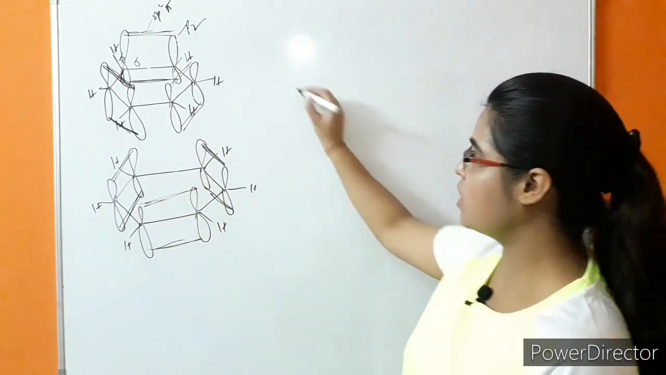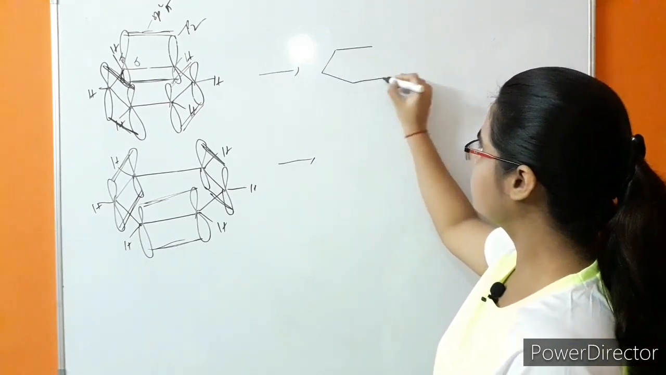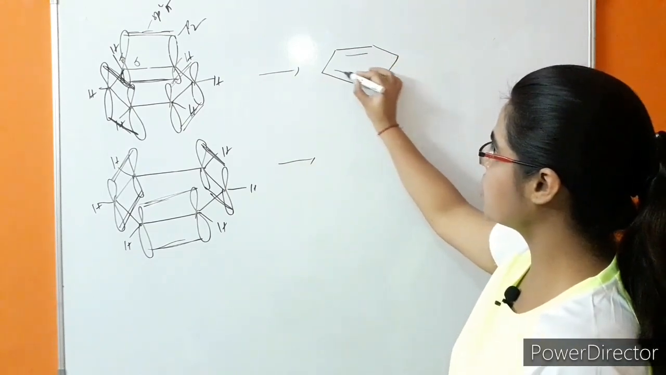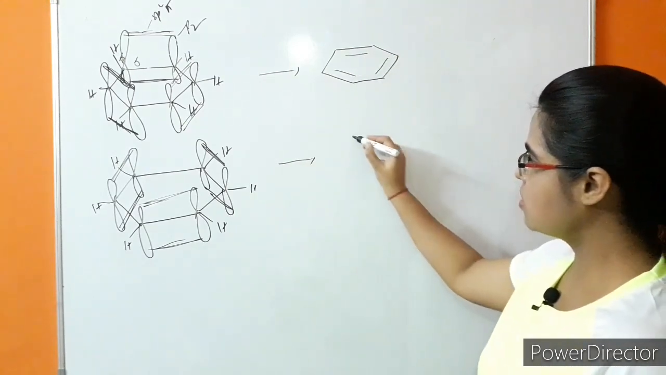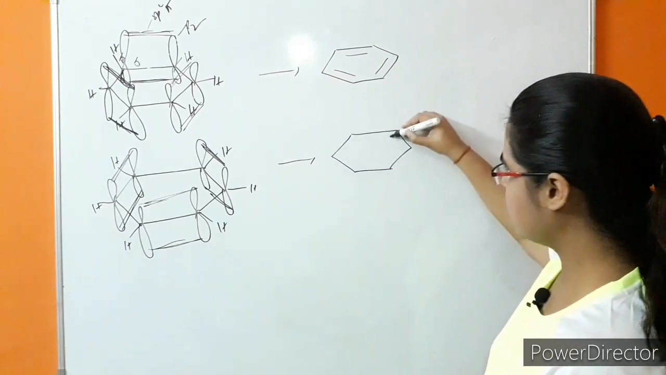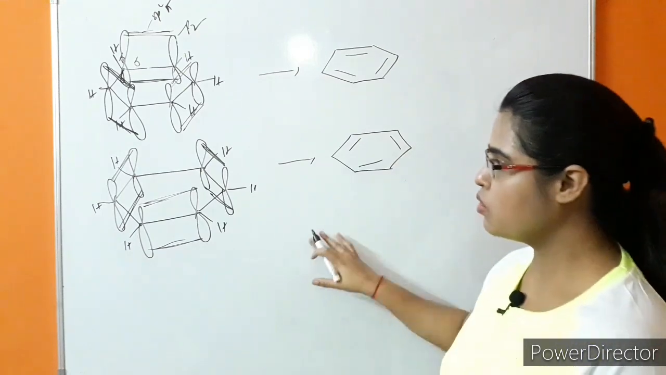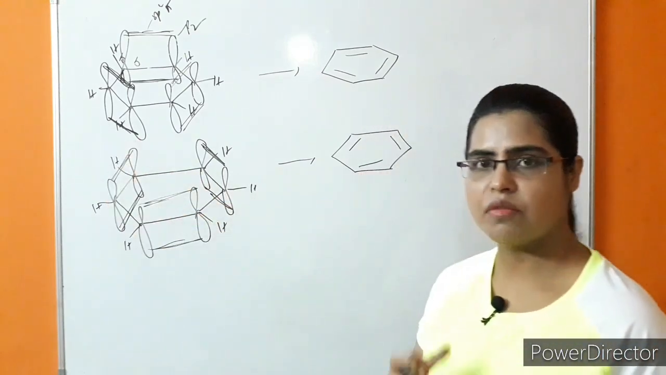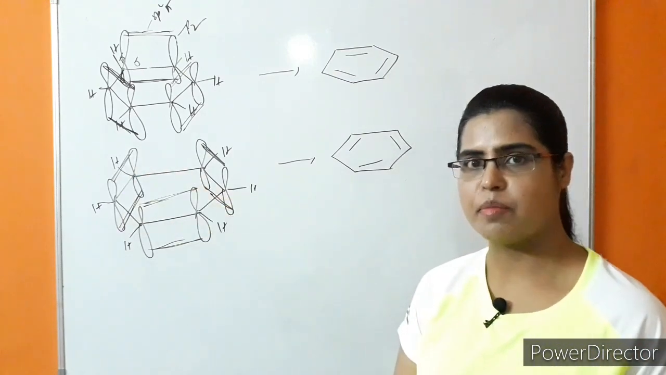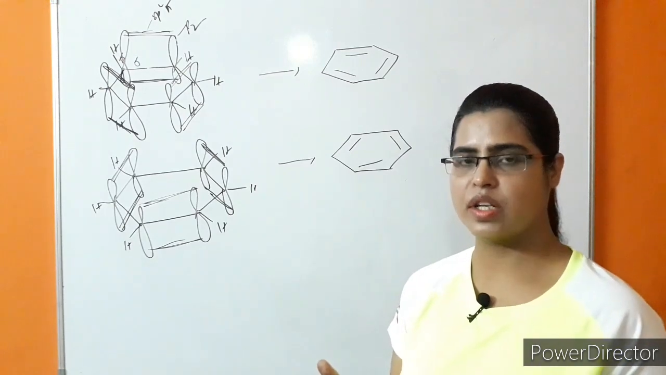So there are two structures. In this case, the pi bonds are present in this position, whereas in this case, pi bonds are present in this position. We know that these pi bonds are weak electron clouds. So there is no actual overlapping taking place. Because of that, there is a free electron cloud present.